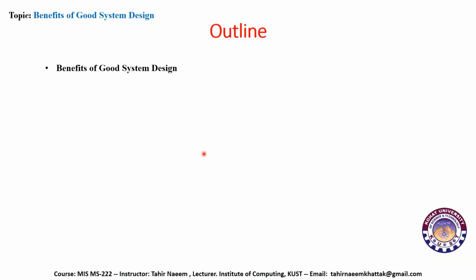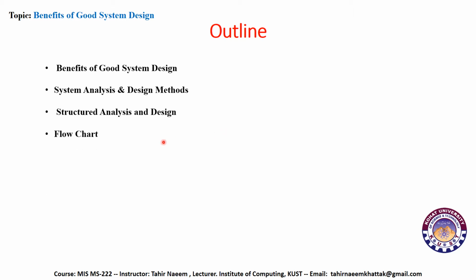The outline of our today's lecture. First of all, we will discuss the benefits of good system design. Then we will discuss the system analysis and design methods. Then we will discuss structure analysis and design. Then we will discuss the flow chart. Then we will discuss the good practices which must be followed in the designing of the flow chart. Then we will discuss the symbols.